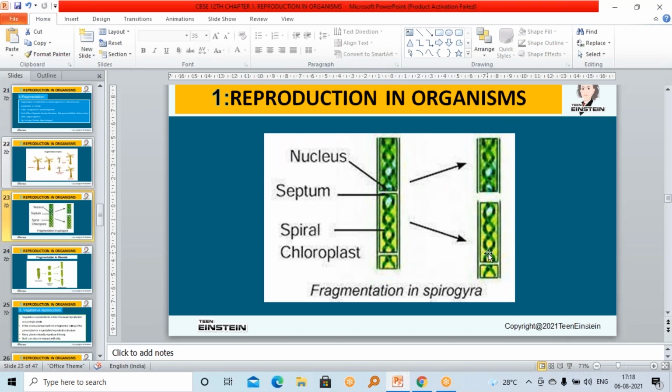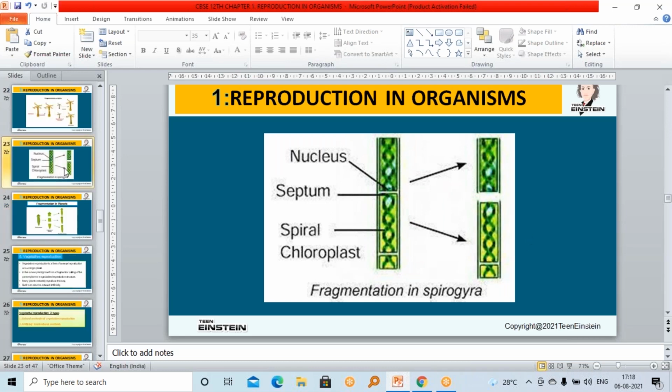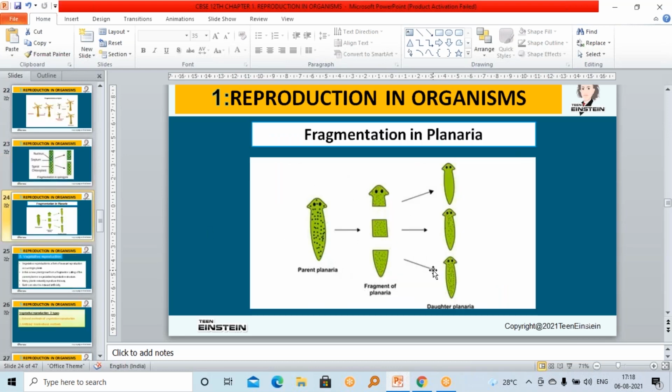So with the help of strong water current, this adult or mature Spirogyra will become fragments. And see here it is forming fragments, and each fragment will grow into a new individual. So that is fragmentation. It's a simple process. Here the mature Spirogyra, with the help of water current, is becoming fragments, and each fragment will grow into a complete individual.